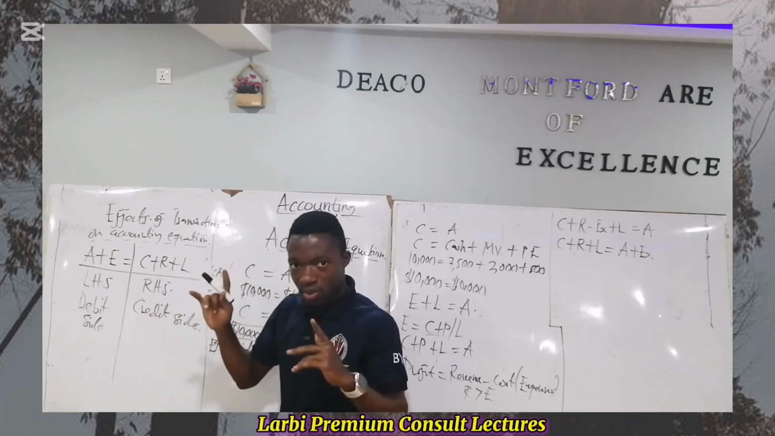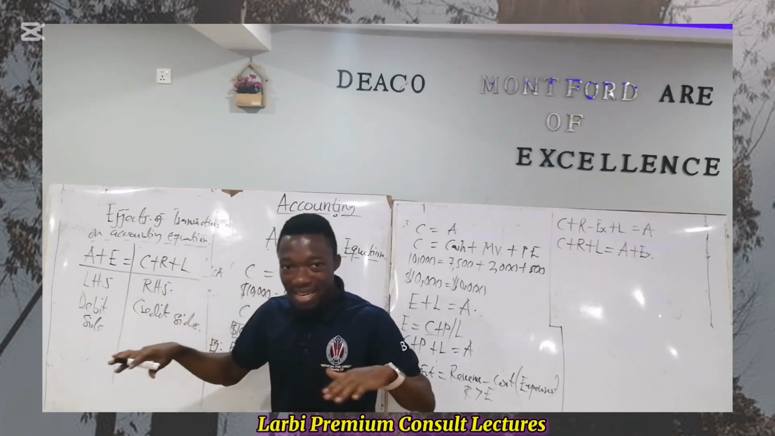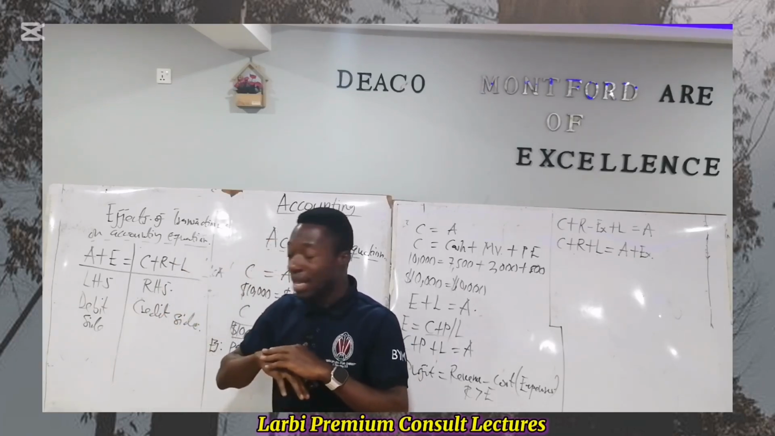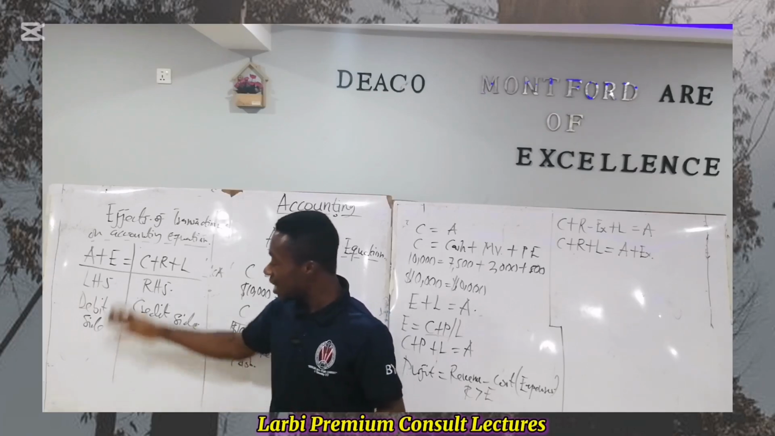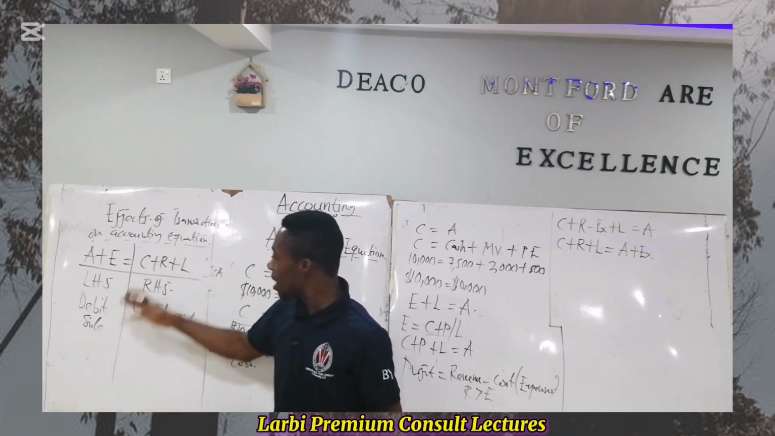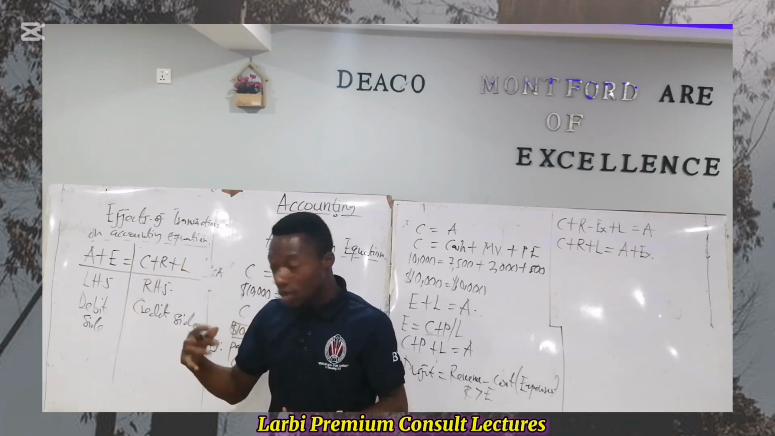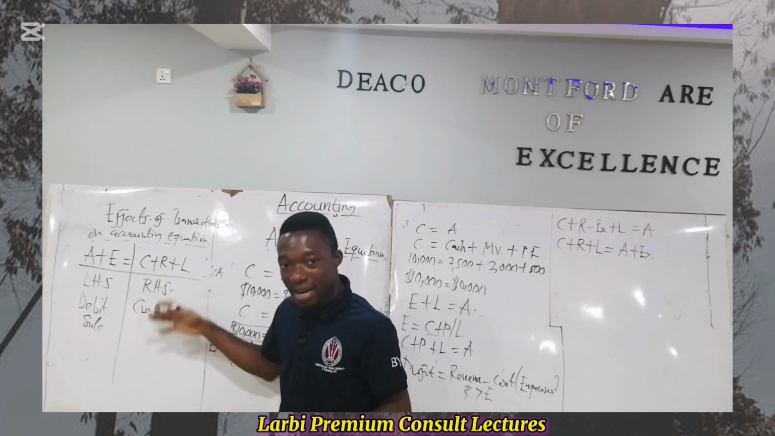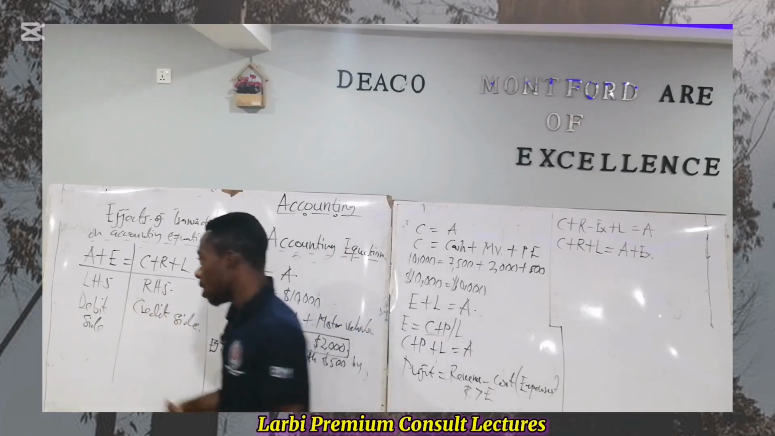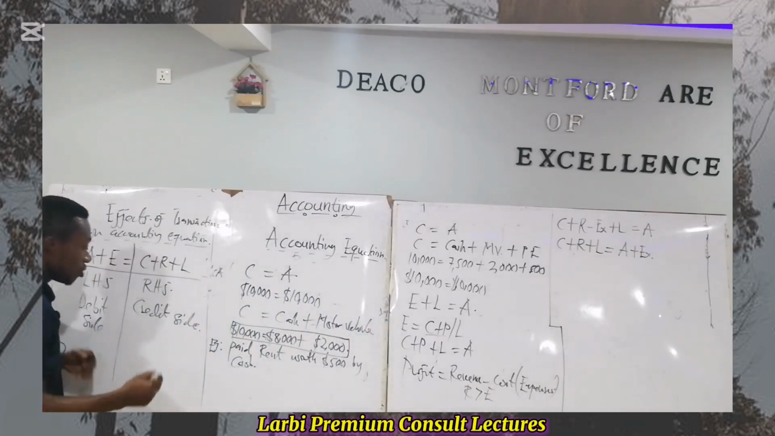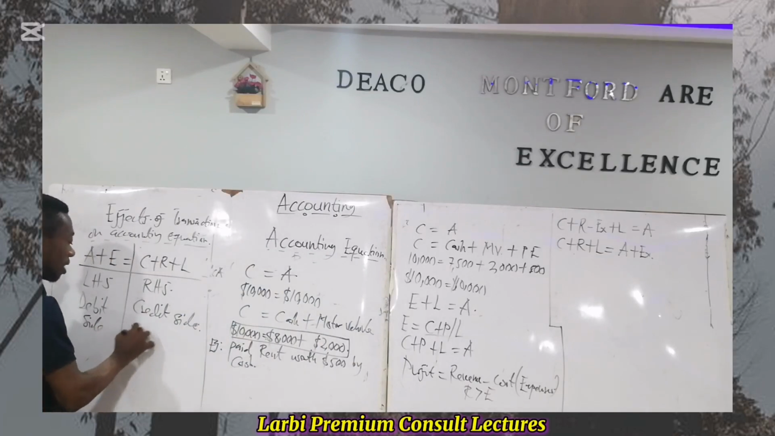All things being equal. So note that for assets and expenses, all items that come under assets and expenses should have a debit balance, all things being equal. And then all items that come under capital, revenue, and liability should also have a credit balance, all things being equal. And that is the double entry principle.